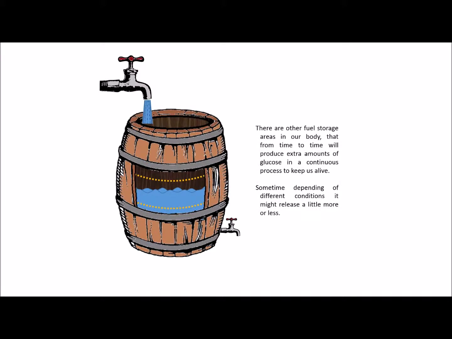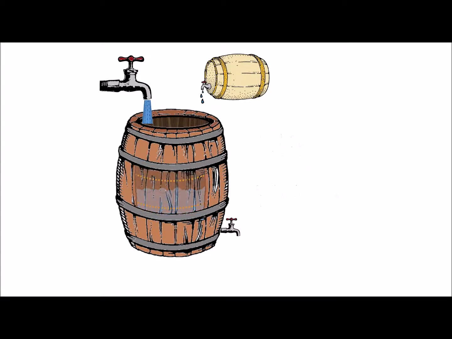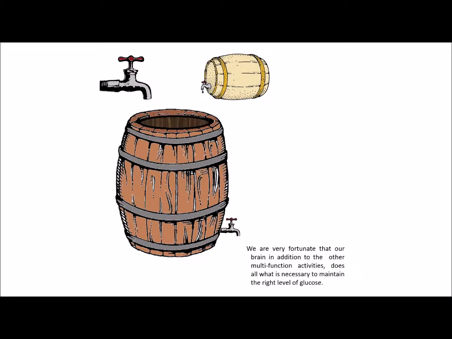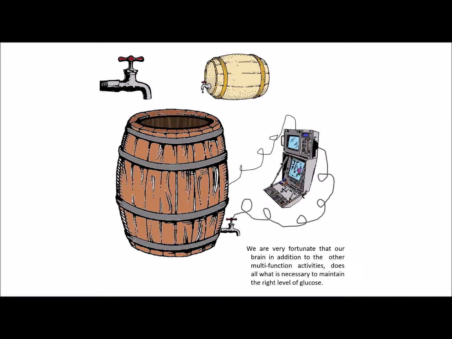There are other fuel storage areas in our body that from time to time will produce extra amounts of glucose in the continuous process to keep us alive. Sometimes, depending on different conditions, it might release a little more or less. All this sounds a little bit confusing, but in reality, this process is one of the aspects of normal living that we normally take for granted. We are very fortunate that our brain, in addition to the other multifunction activities, does all what is necessary to maintain the right level of glucose.